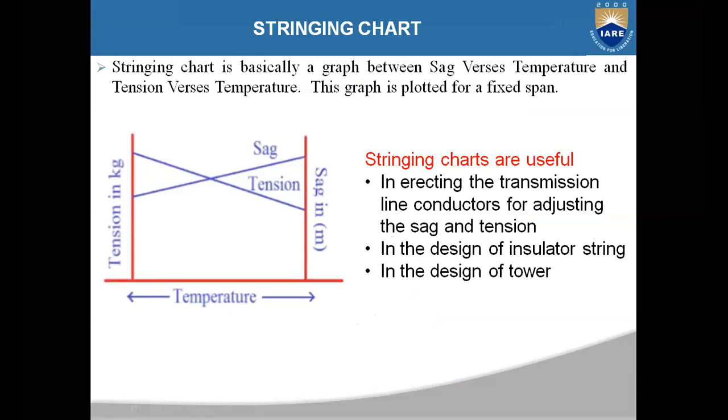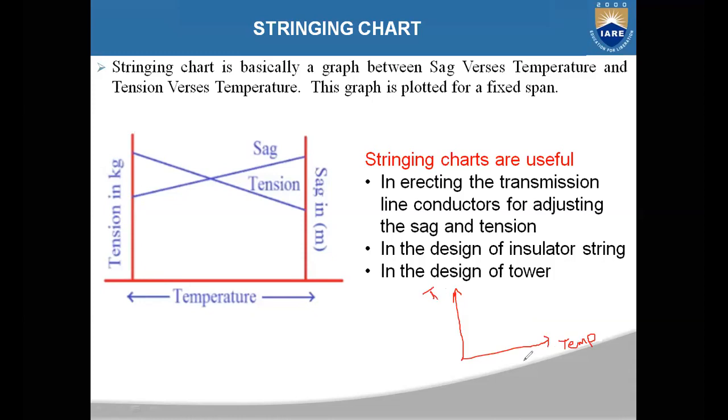So let us discuss the stringing chart. What is a stringing chart? A stringing chart is a graph which is drawn between temperature versus tension as well as temperature versus sag, both. You have to draw a graph. Temperature will be taken on the x-axis and tension or sag on the y-axis. First you take tension. So this is the temperature and this is tension. Tension on the y-axis, temperature on the x-axis.